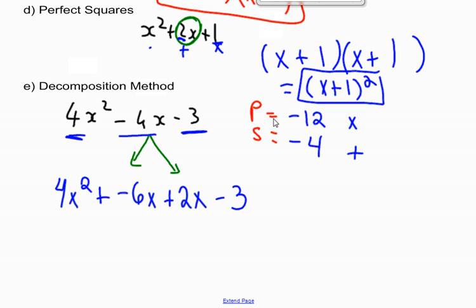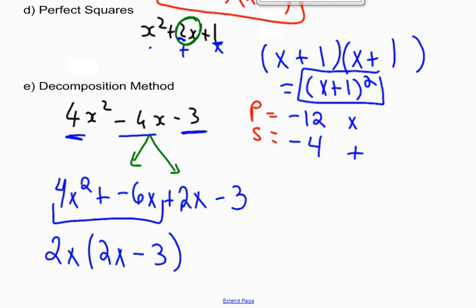So all we've done is used our product and sum to decompose this negative 4x, which is really helpful because now we can just focus on the first two terms here, and we can think in our head, okay, what can I take out of those? What factors out of 4x squared minus 6x? We know for sure we can take out a 2, and we also can take out an x. So we're left with 2x minus 3.